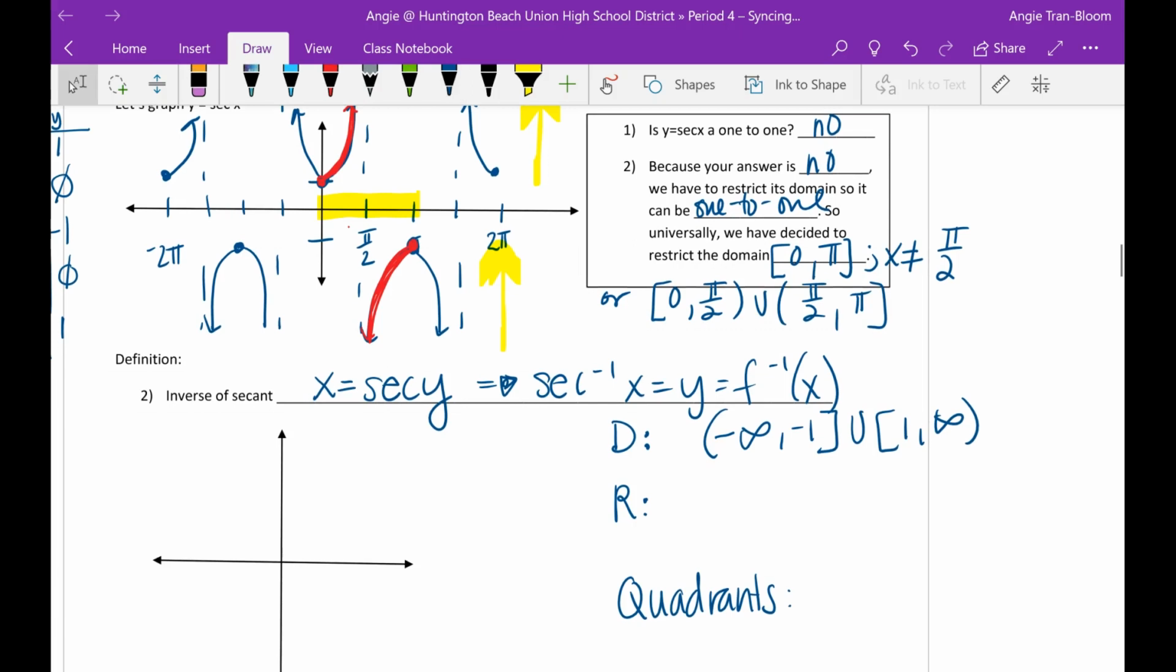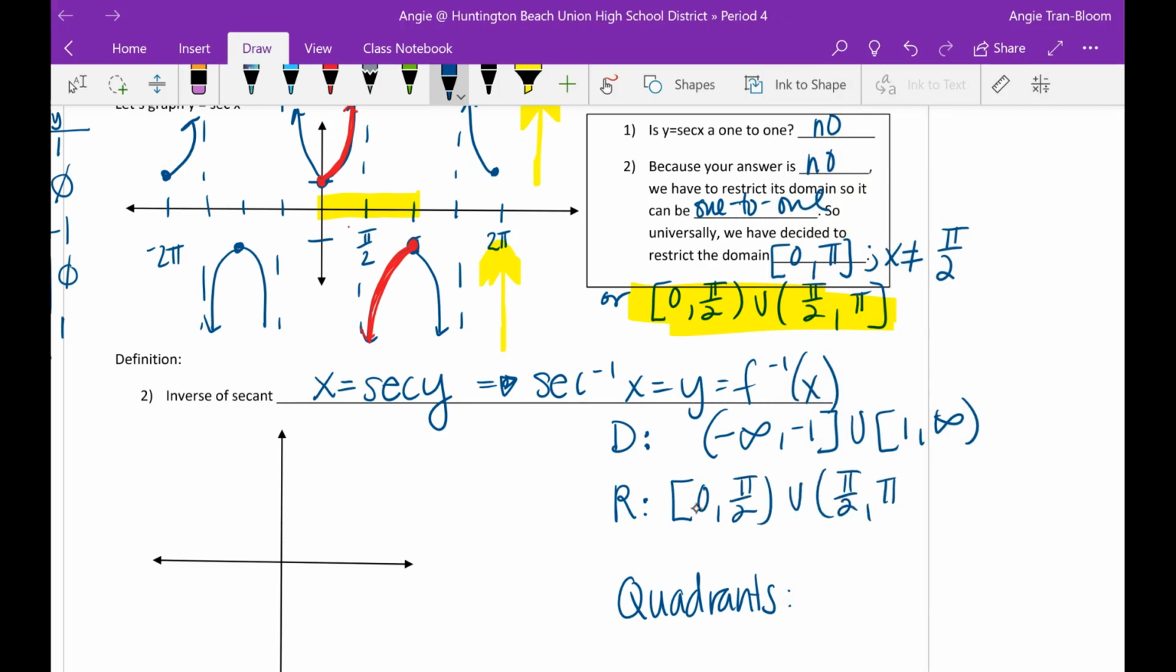Now the range is the part that we restricted, right? So this is the restriction. That means that's where the range is going to be. So 0 inclusive to non-inclusive pi over 2, because that's what the asymptote was. And then from pi over 2 to pi.